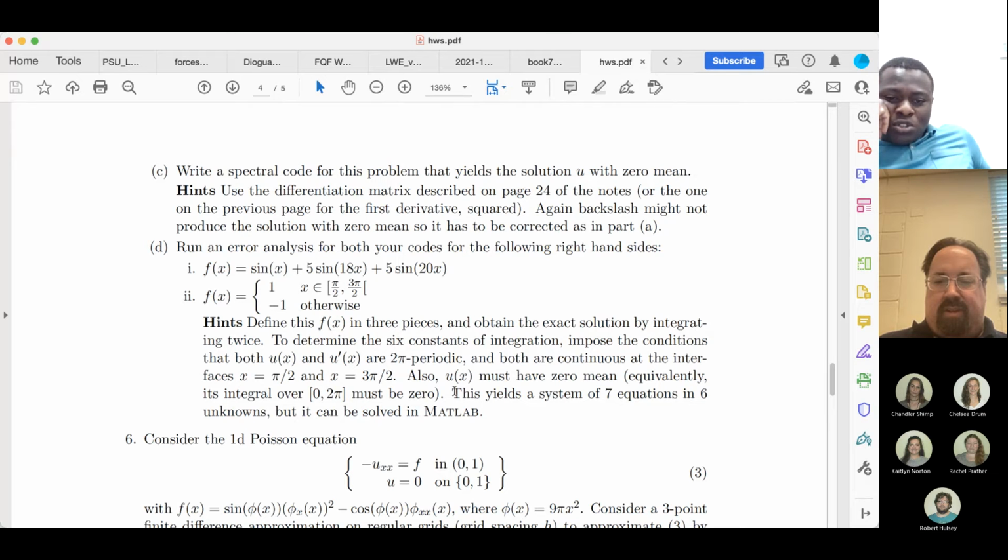But why do we need 7 equations when 6 equations will still give us C? Unfortunately, I don't remember what happened when I first worked this out myself. But I think when I set up a system using just the 6 conditions, U periodic, U prime condition, and then continuity at the interfaces, that was not enough. I think that system of 6 equations and 6 unknowns turned out to be singular.